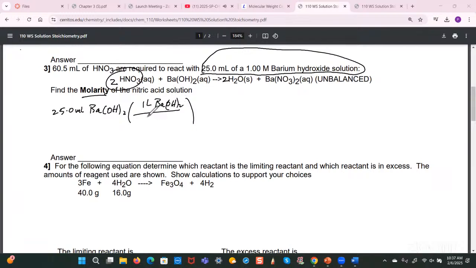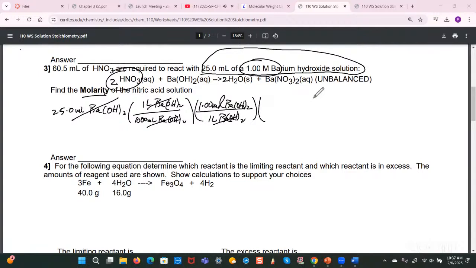Down here, I'm going to put 1,000 mL of barium hydroxide. And then I multiply this by the molarity, which is 1.00 moles of barium hydroxide over 1 liter of barium hydroxide. So in terms of the units, this will cancel out with that, this will cancel out with that. So up to this point, you'll be left with the moles of barium hydroxide, right?